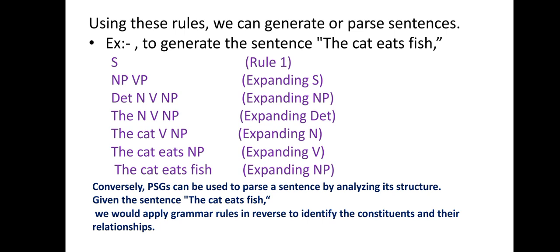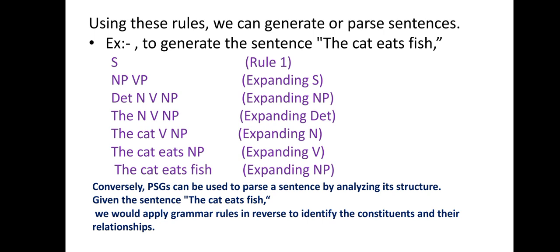For the determinant, we can put "the". N represents the cat; in place of N, we can put cat. So we can go through it one by one. In the fourth line, we can replace the determinant with the word "the". And in the next line, the noun is replaced with the cat.